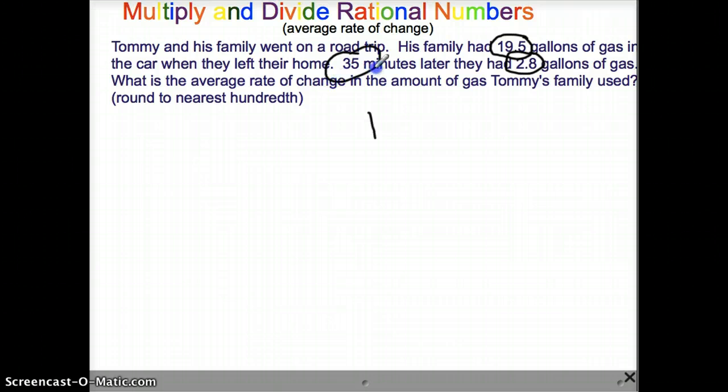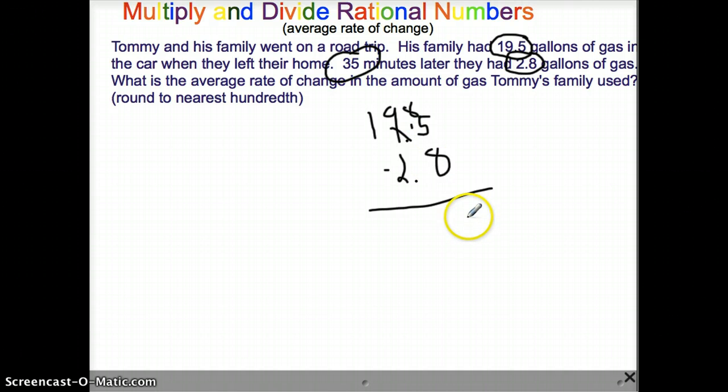We subtract 19.5 by 2.8. You do the subtract. 8 cannot go into 5, so we have to make this a 4 and make that a 15. So then the answer would be 7. Then bring down our decimal point. Then 8 minus 1 is 7. And then bring down our 1, which would be 16.7. And we do 16.7 divided by 35.